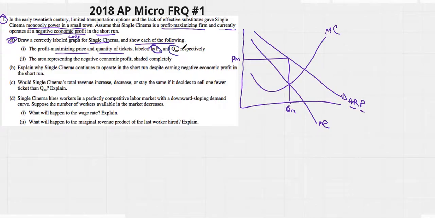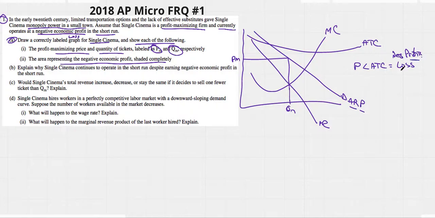Price, quantity, PM, QM. The area representing negative economic profits. So we just have to show an ATC that's above the price. If your price is less than your ATC, you are making a loss, or what they call negative profits. Sounds kind of elitist, but anyway. Do they ask us to show? Yeah, they want us to show that area of profit. So we just come to where our price is. We go straight up to hit our ATC, bounce to the left. This is our area of loss. And this should make sense. At that quantity produced, the average cost is much higher than what we can charge for this good. So you've got to be making a loss here.